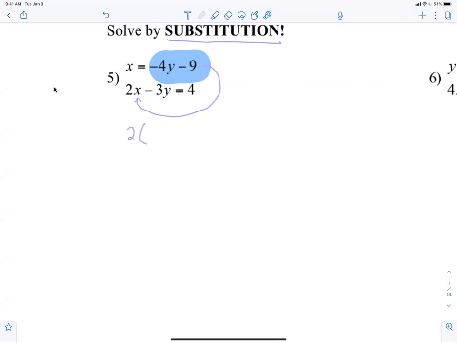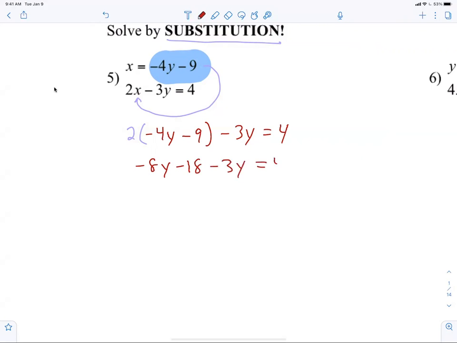2 parentheses. -4y minus 9 minus 3y equals 4. -8y minus 18 minus 3y equals 4. -11y equals 22. Y equals -2. Any problems? Any questions? Riley, you good?